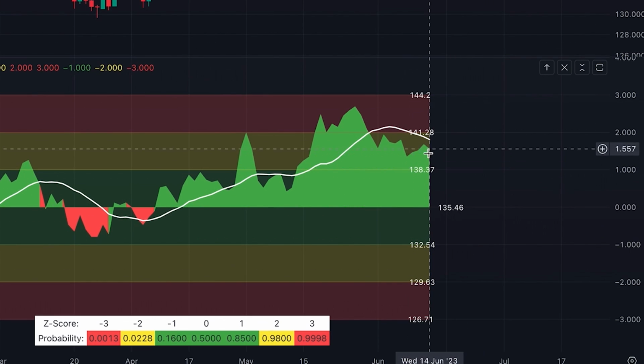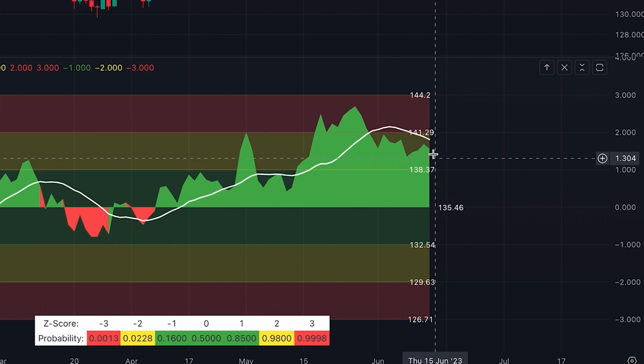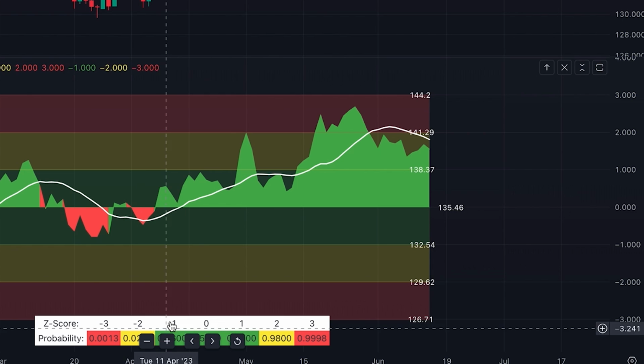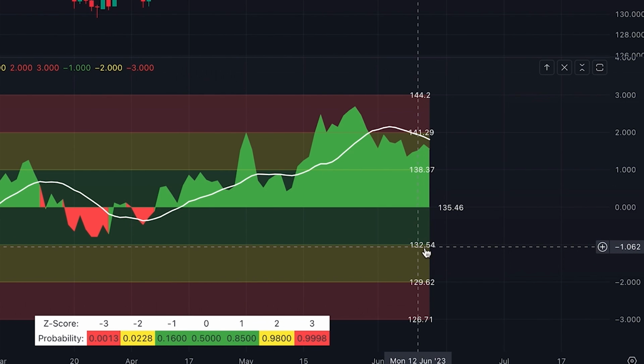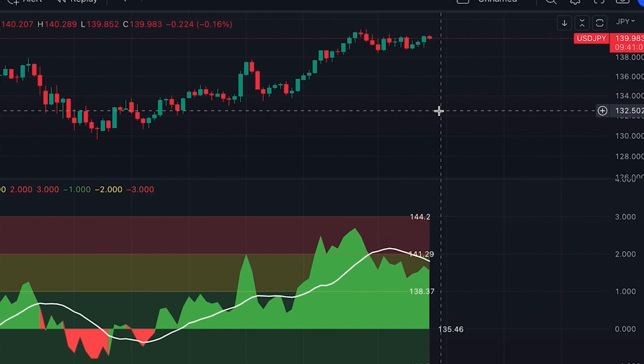For example, retracing back to Z-score -1 corresponds to the price of 132.54 based on the current data set. The probability that we have a retracement to Z-score -1 is 16%. The corresponding price of Z-score -1 is 132.54. That would be approximately around here. So we have a 16% probability for retracement of the price to around here.